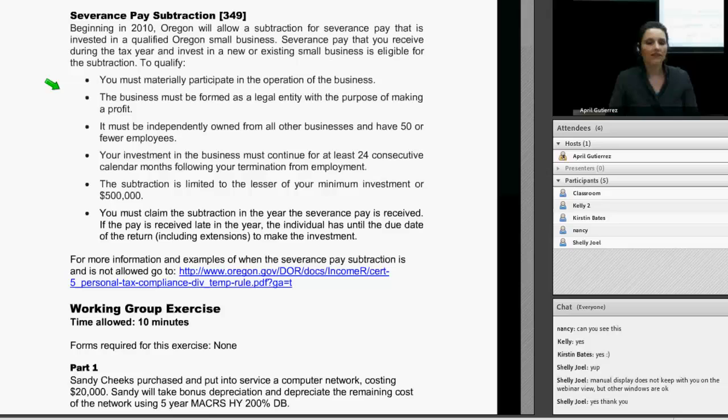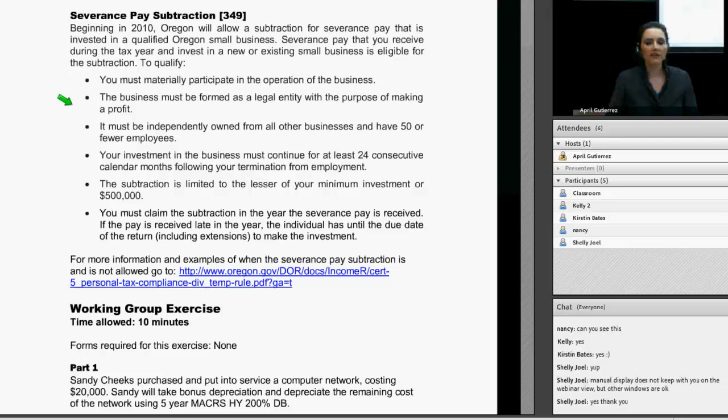Here's a new deduction that started in 2010. A very distinct group of people who get laid off, but they're really well laid off people. Beginning in 2010, Oregon will allow a subtraction for severance pay that is invested in a qualified Oregon small business. Severance pay that you receive during the tax year and invest into a new or existing small business is eligible for the subtraction. To qualify, you must materially participate in the operation of the business.